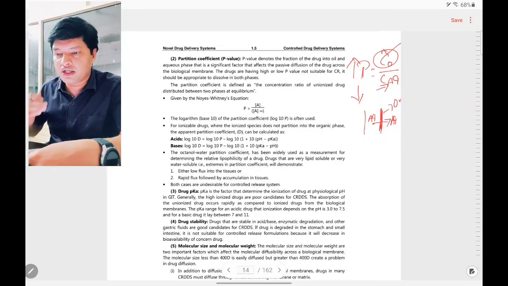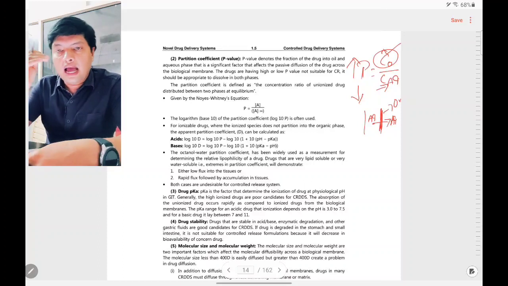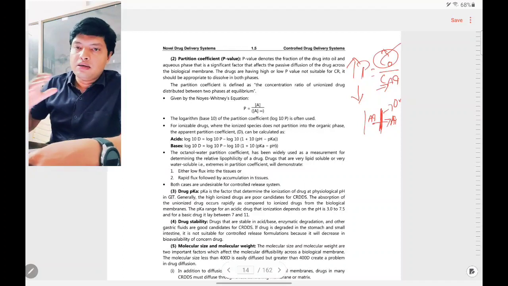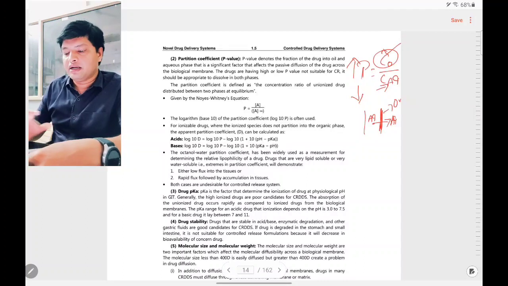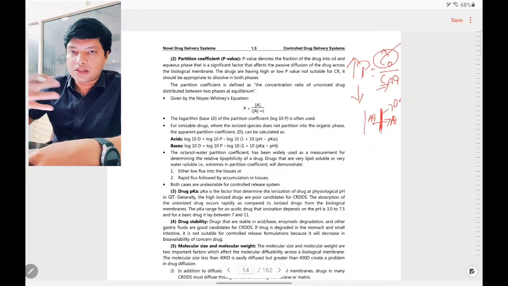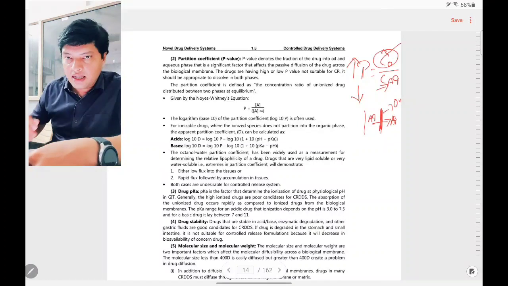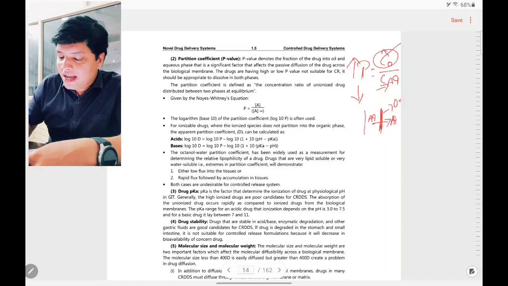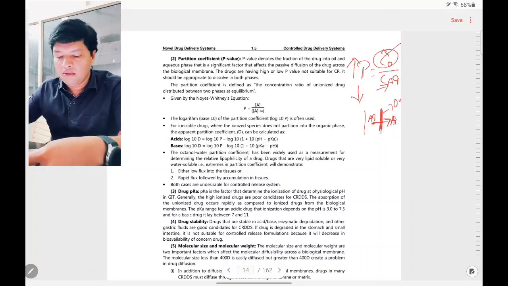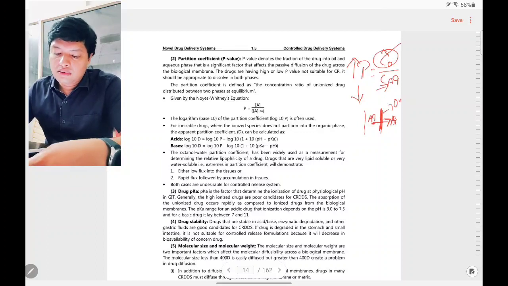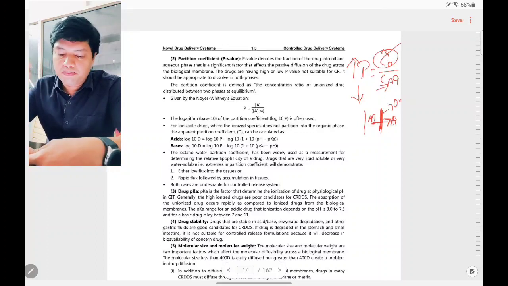The drug will partition between the organic layer and the aqueous layer, because it has both properties. Its partition coefficient is moderate, so it partitions between the aqueous and organic layers. So it can pass from the aqueous layer, that is the GIT, through the stomach lining, that is organic, and again through to the blood, that is again aqueous. So it should have a good partition value, a good P value.